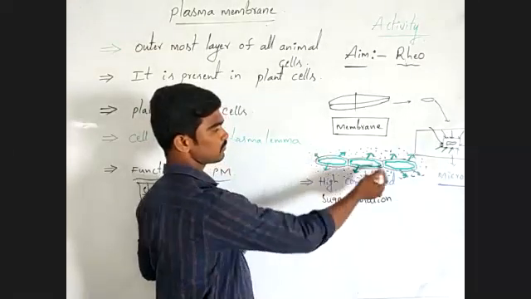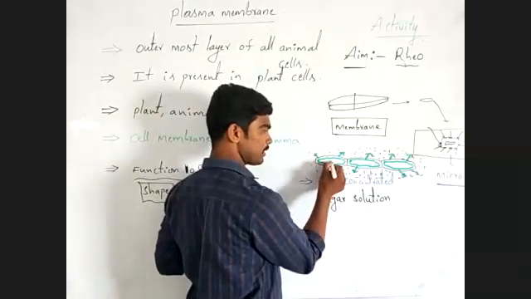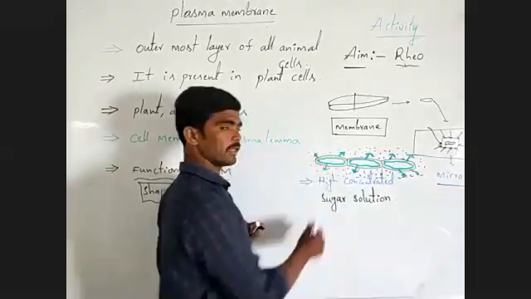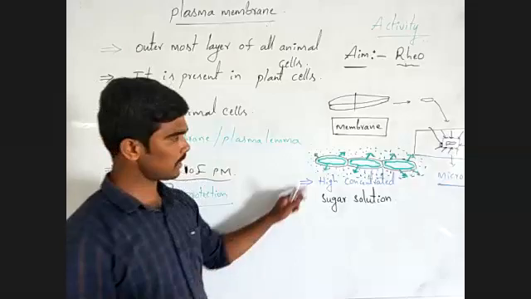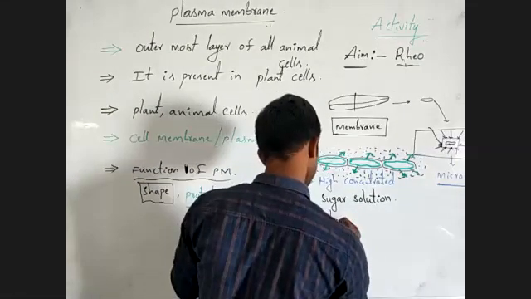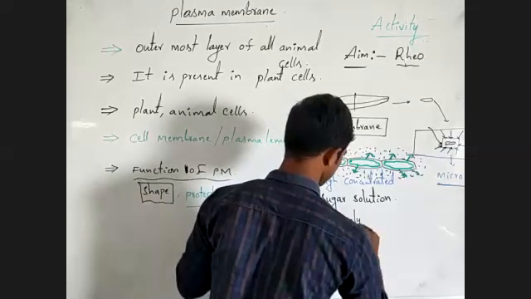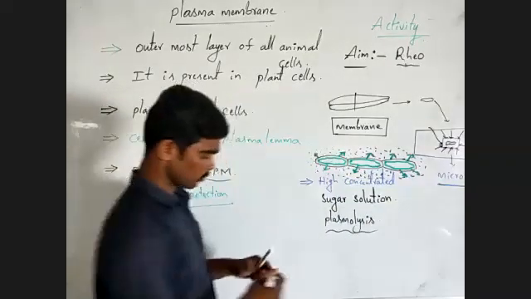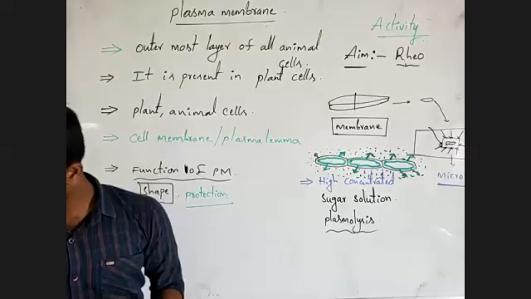Observe like this. Cytoplasm along with the plasma membrane is shrunken. The size of the cytoplasm is decreased. This is actually called plasmolysis.